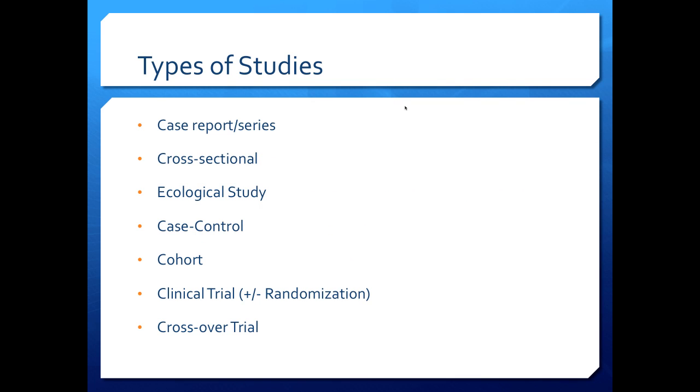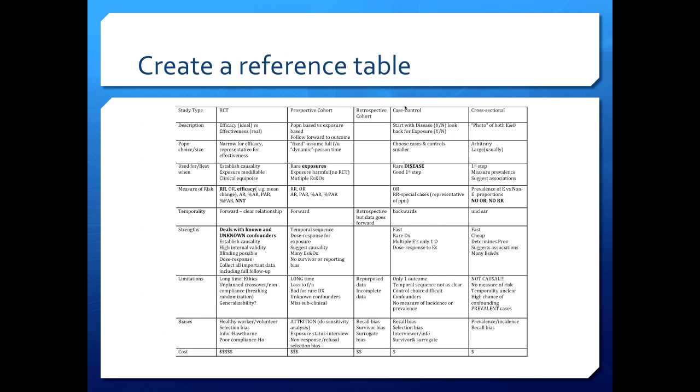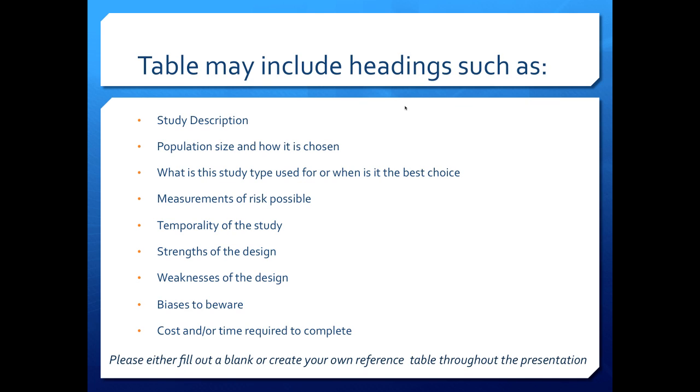There are many different types of studies, from observational studies, like a case-control trial, to an experimental study, like a randomized control trial. As we go through this material, I would invite you to fill out the blank reference table or create your own for future reference. These are the headings I chose to include for my reference table. Feel free to customize the table according to what makes sense to you.